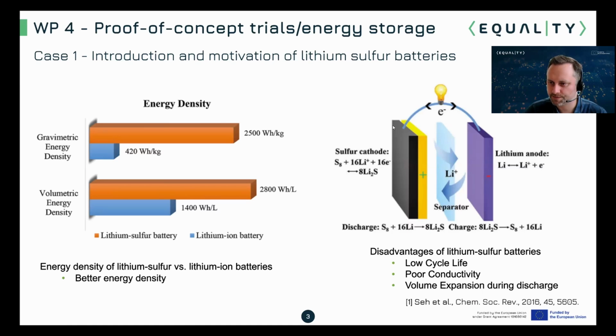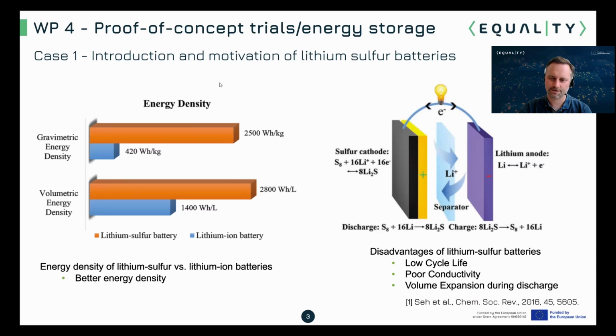The basic working principle of such a battery is shown here on the right. You have a sulfur cathode and an anode containing lithium. And during discharge, the sulfur reacts with lithium, forming Li2S as an end product. And in the charging process, this goes the other way around. And of course, electrons are flowing back and forth and driving a certain load.